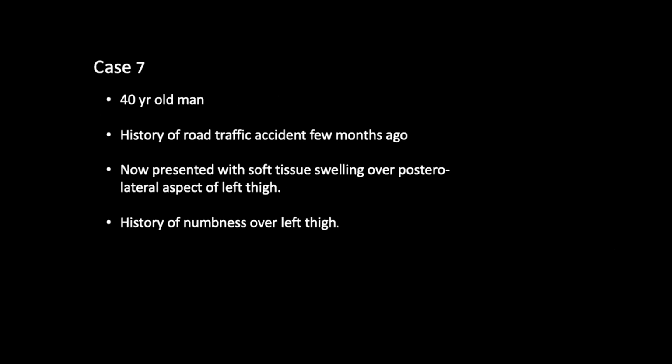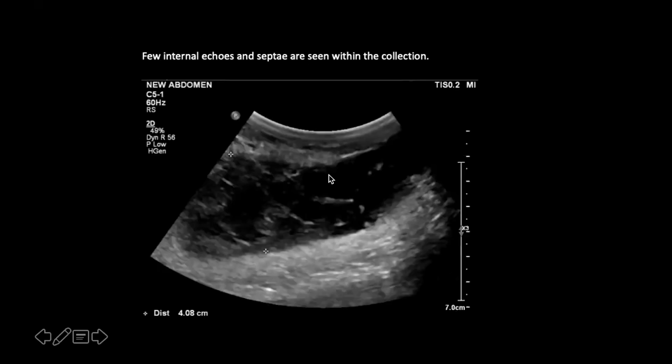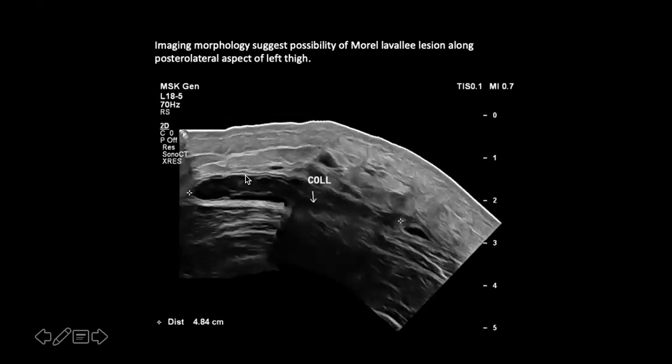So the next case is a patient who came with a history of road traffic accident a few months ago and soft tissue swelling. As you can see, on panoramic imaging there was an ovoid fusiform collection with a few septa in the deep subcutaneous plane, and it was closely abutting the muscular fascia. As you can see here, again, it is in the fascial plane and abutting the fascia of the muscles.